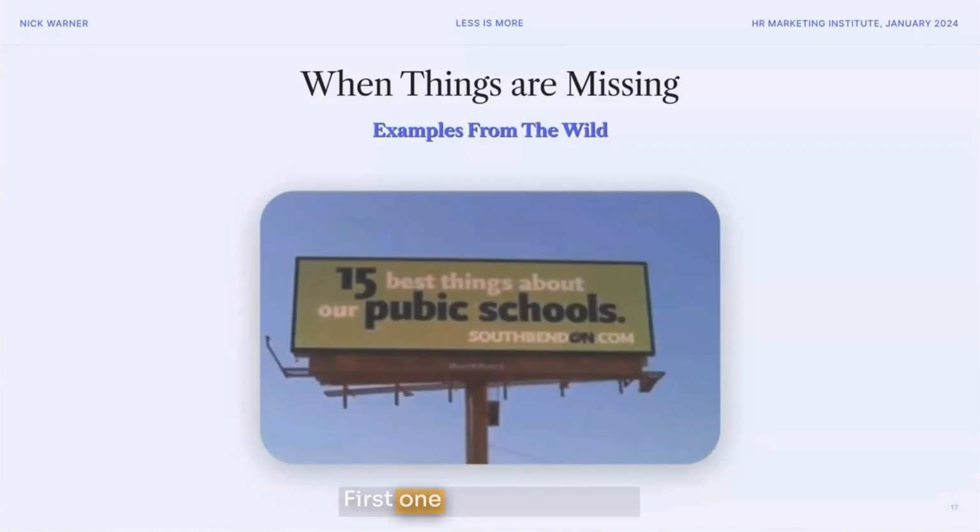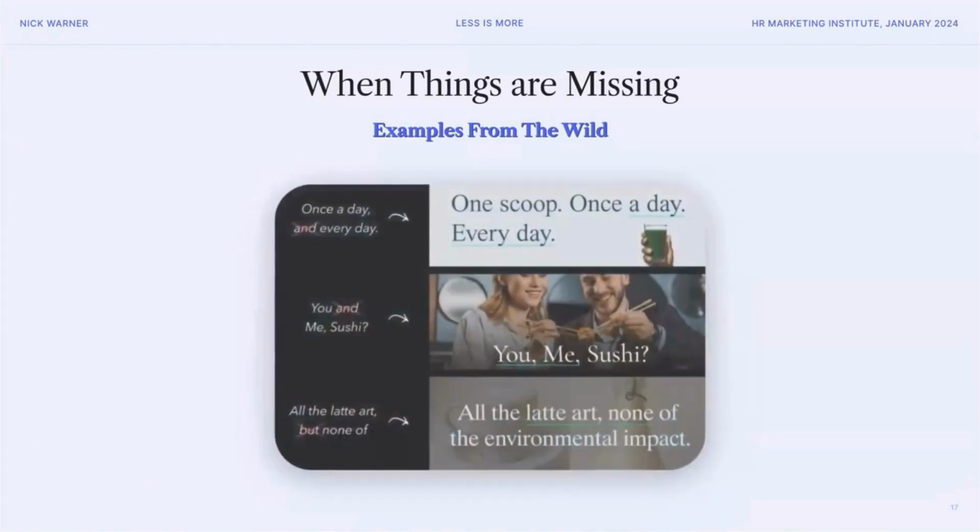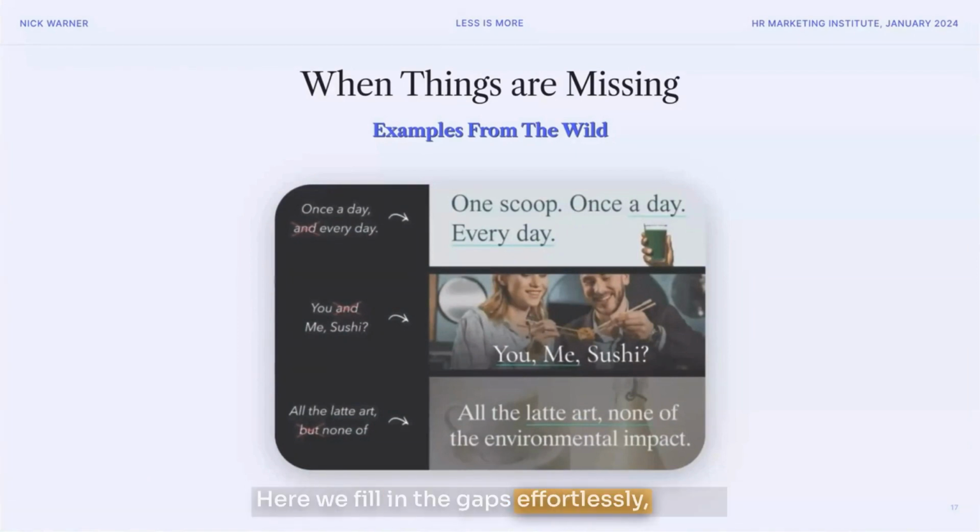Here we go. First one is pubic schools. Is that effective marketing? Probably not. Is it memorable? Definitely. A couple copy examples. Here we fill in the gaps effortlessly, which gives the copy some extra zip, and it forces us to do a little bit of work as we read it.